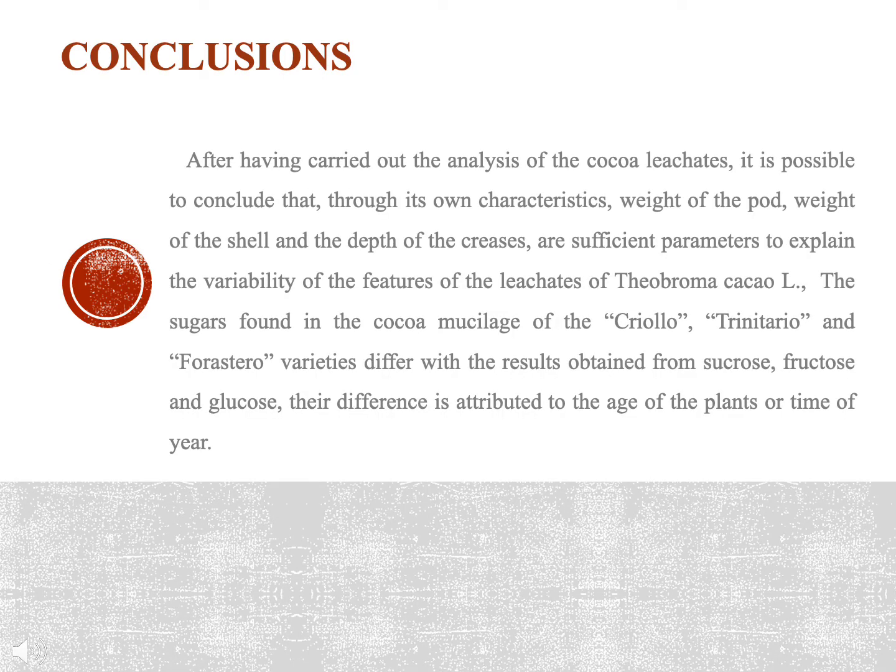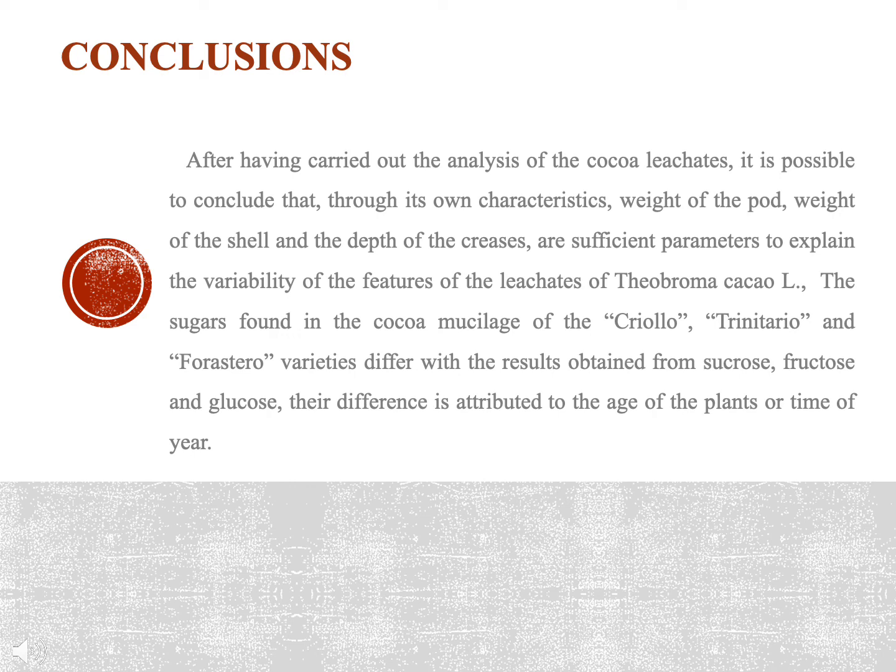Conclusions. After having carried out the analysis of the cacao leaches, it is possible to conclude that, through its own characteristics, the width of the pod, width of the shell, and the depth of the creases are sufficient parameters to explain the variability of the features of the leaches of the Theobroma cacao L.